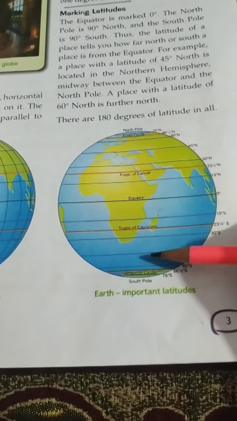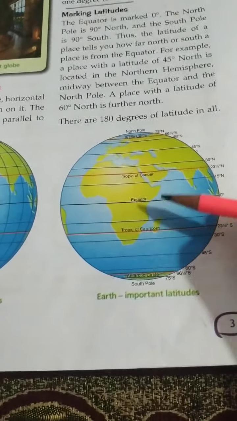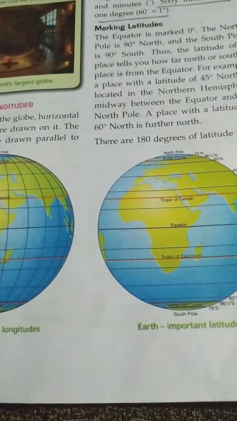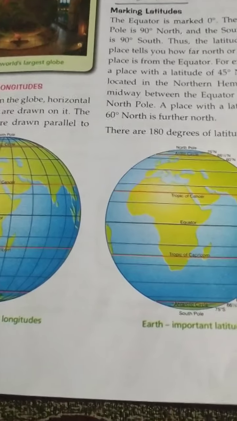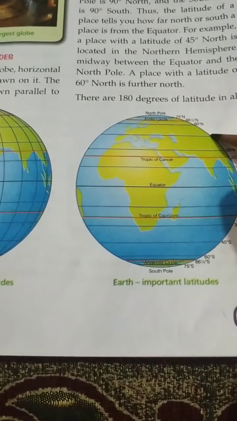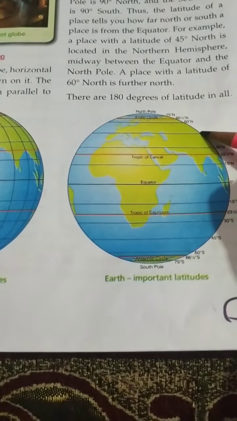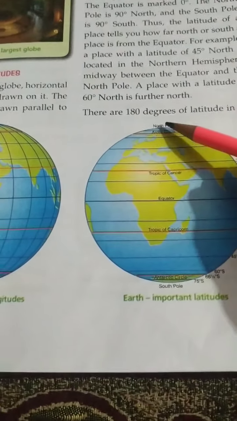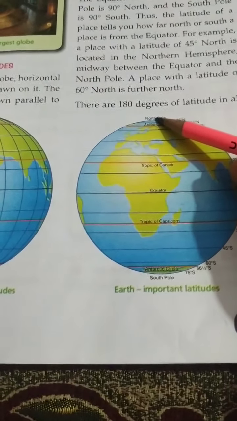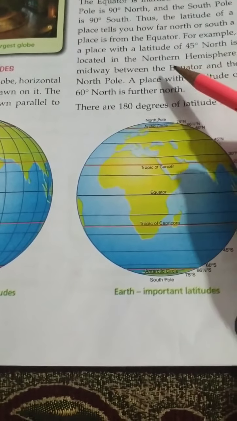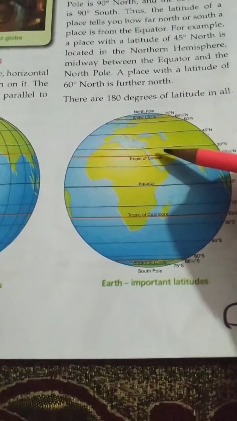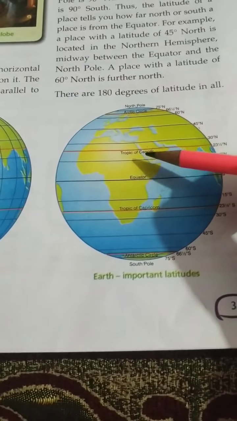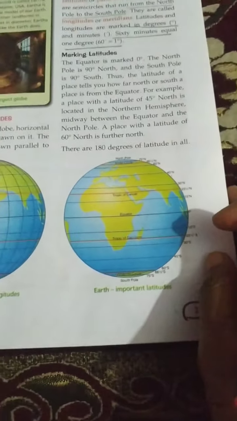For example, 45 degrees north is located in the northern hemisphere, between the equator and the North Pole. Total there are 180 degrees of latitudes.